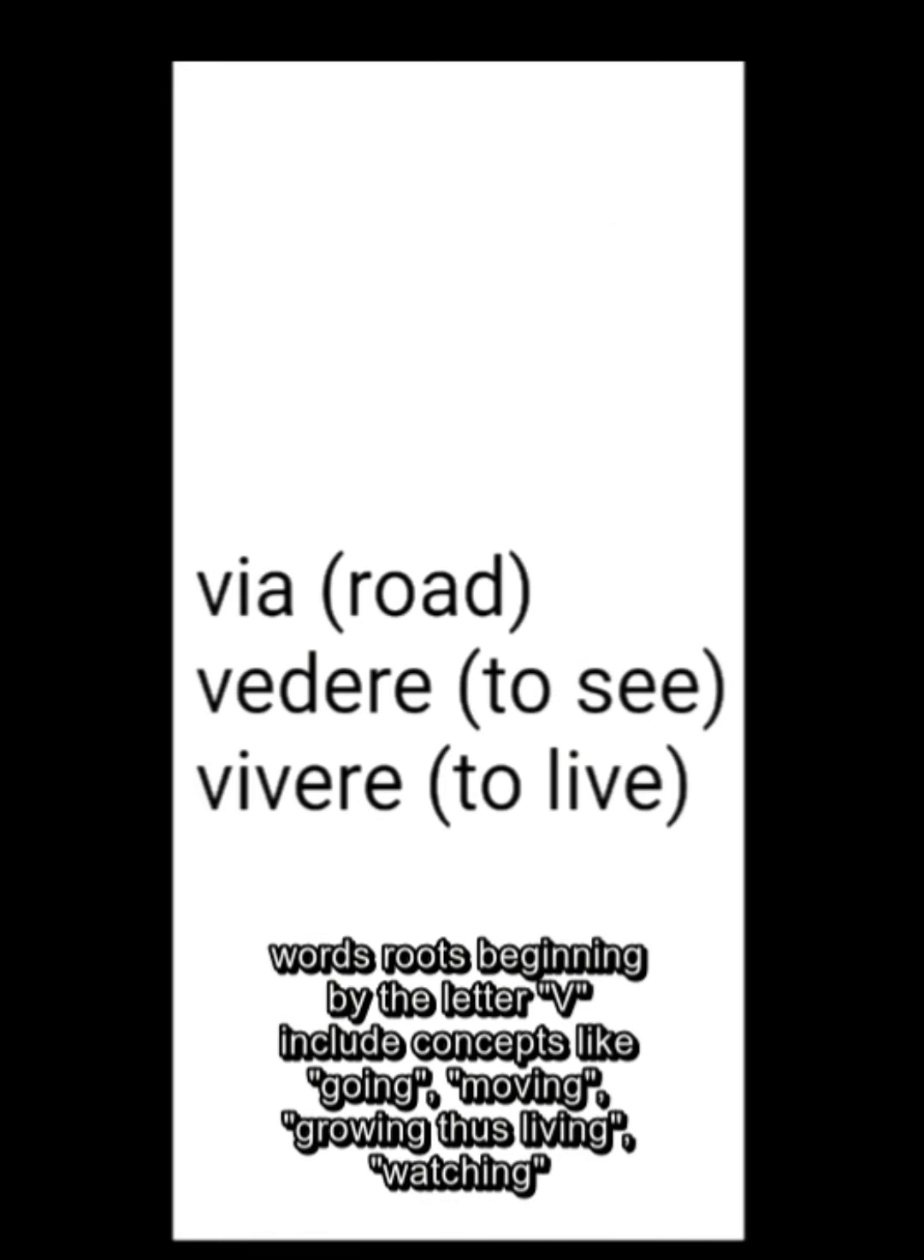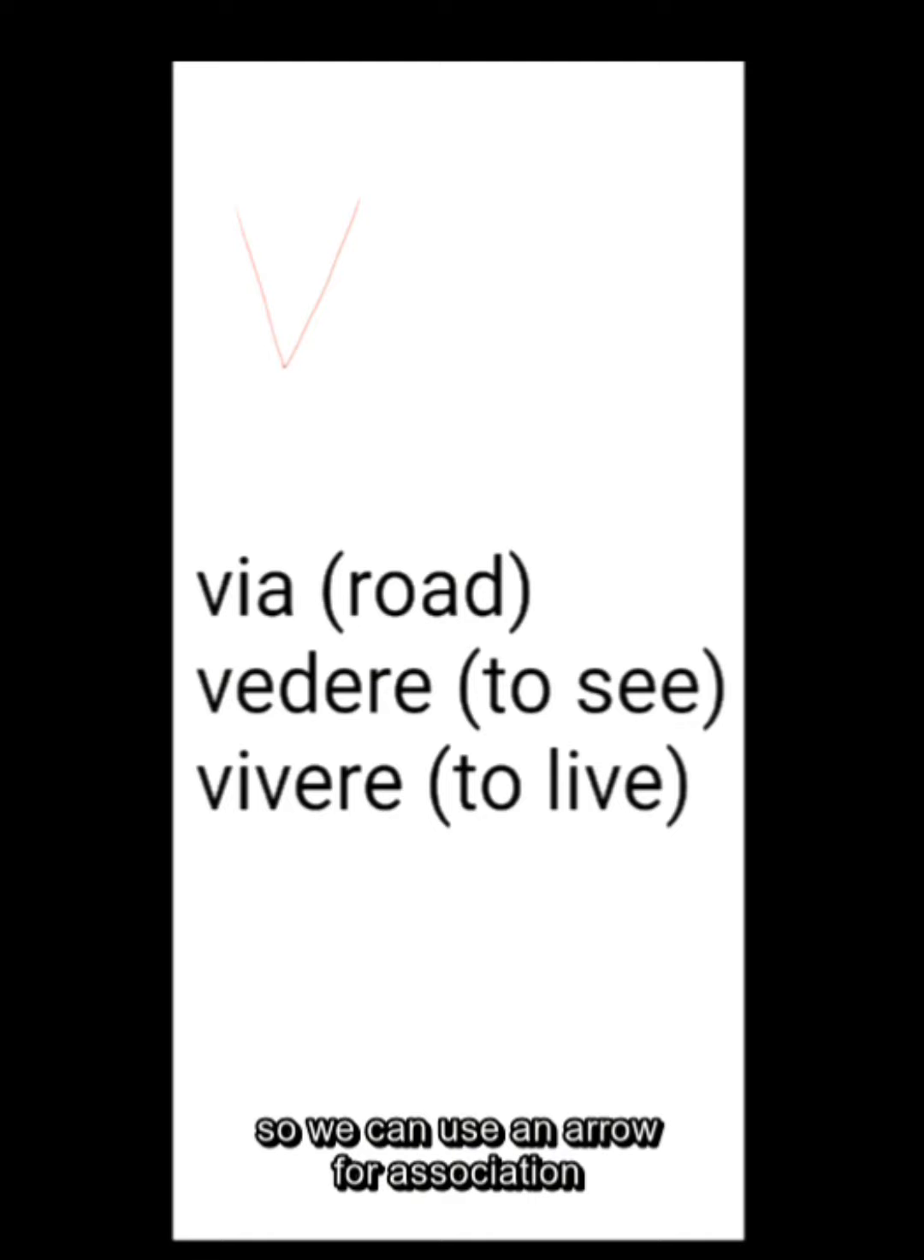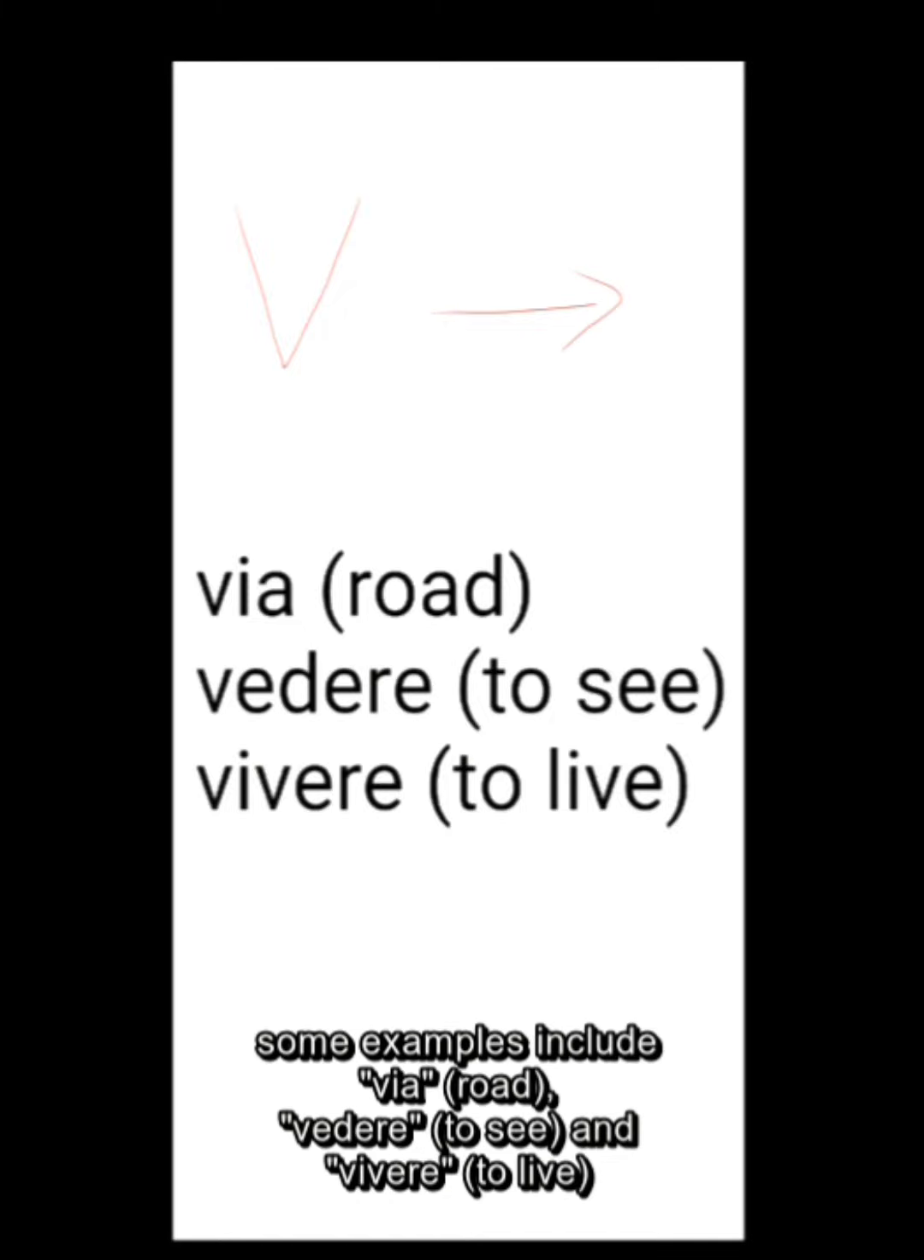Word roots beginning by the letter V include concepts like going, movement, growing, thus living, and watching. So we can use an arrow for association. Some examples include via, road, vedere, to see, and vivere, to live.